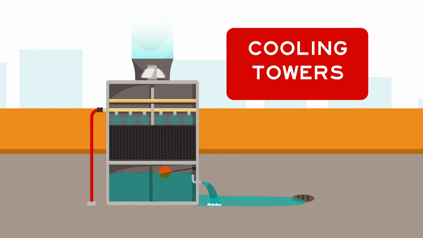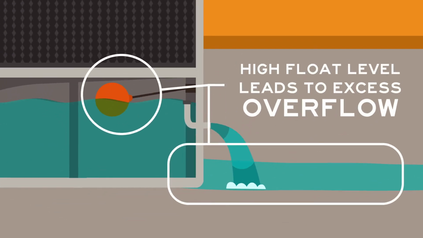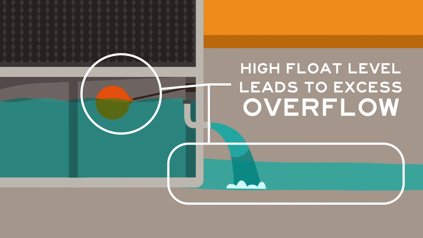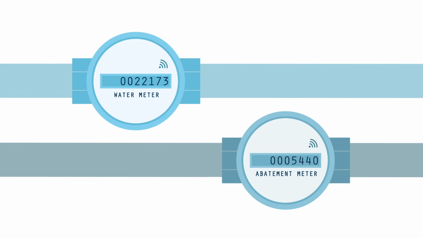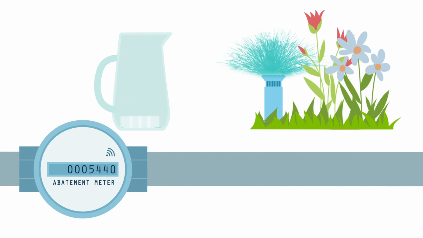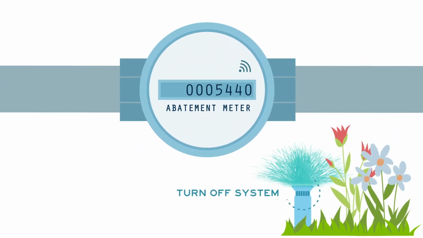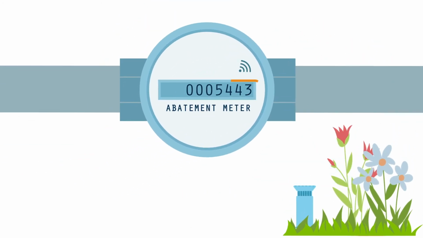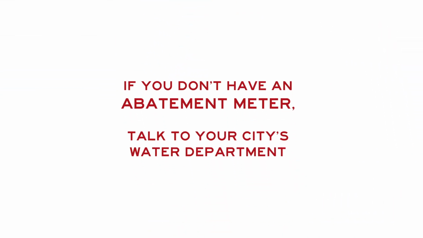Cooling towers or other HVAC systems can also leak. Check for any visible leaks or high float levels, and look for junk that might be clogging the system. You can also consult your abatement meter. An abatement meter is a city-approved meter that measures water that does not go down the drain. This amount of water is then free of sewer charges, which can be a huge savings. Check the abatement meter for leaks in your systems. If everything is shut off and the meter is still turning, you might have a leak. If you don't have an abatement meter, talk to your city's water department.